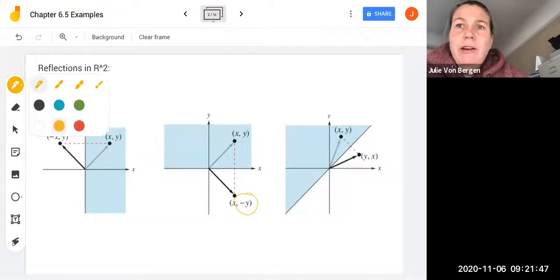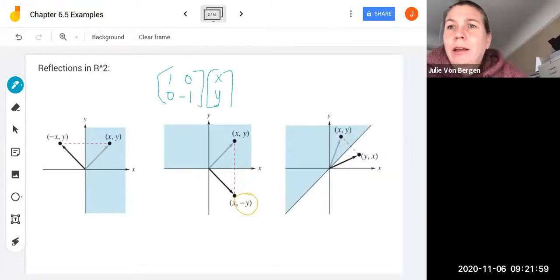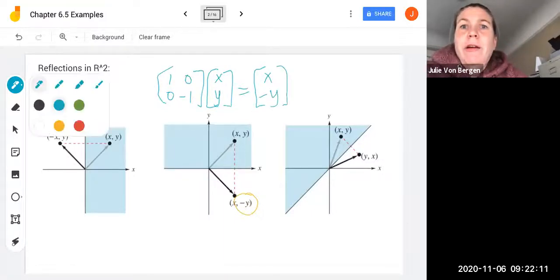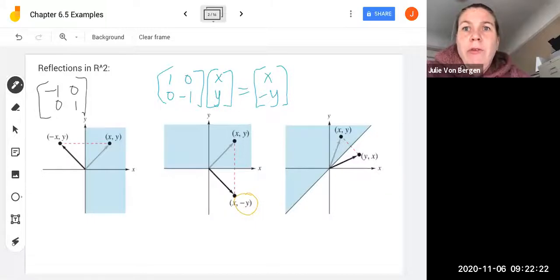Let me write that out for us here. So that second reflection matrix was 1, 0, 0, -1. And if you multiply that by x and y, you see this is going to give you x and -y. And then similarly, for the first visual we have here, our reflection matrix for reflection about the y-axis is -1, 0, 0, 1. And if you multiply that by xy, that gives you the -xy that we got here.